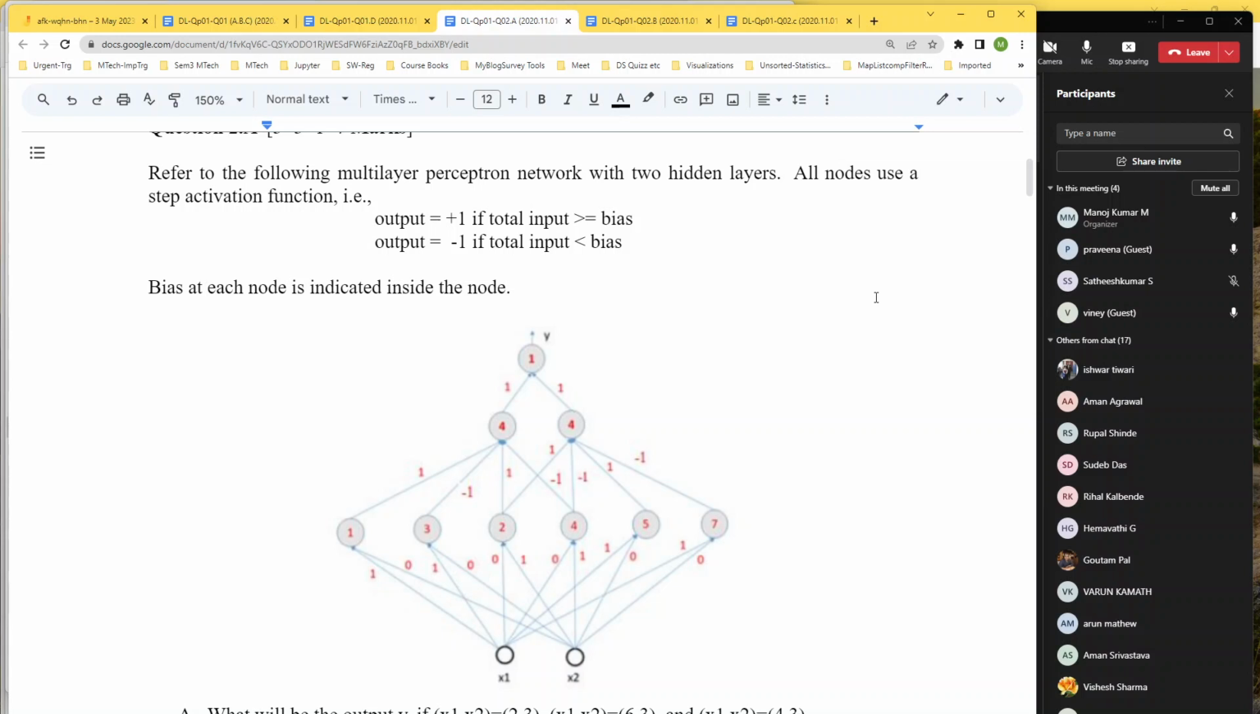So Praveen and Satish, maybe Vinay, you would like to take it once again. Sorry. So the input is x1 and x2 at the bottom. They have mentioned x1 and x2 as 2 comma 3, and then we have to take 6 comma 3, and then 4 comma something. So first we are solving for 2 comma 3.